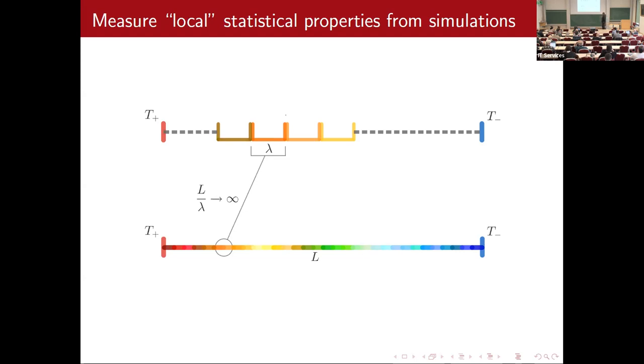L total is the distance between the two thermostats, and lambda is the small scale, which contains a large number of particles, and we measure locally the properties of the system. We also take the Fourier transform in order to see the spectral properties of our system. Of course, you have to assume that lambda is sufficiently small so that the system is quasi-homogeneous over a box of size lambda.